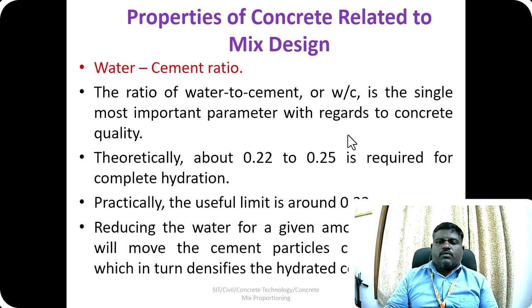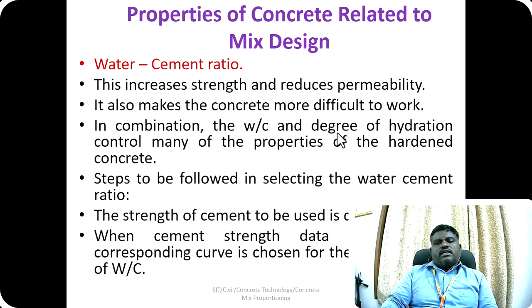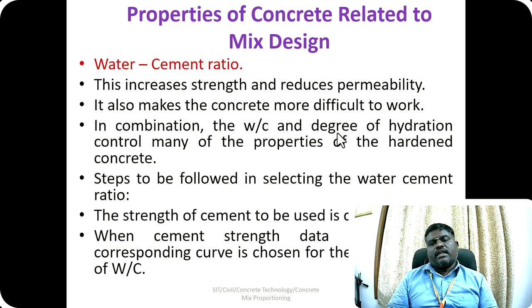The next point is the increased strength and reduced permeability. So based on the water cement ratio, if the water cement ratio is balanced, it will increase strength and it will reduce the permeability. It also makes the concrete more difficult to work when the water cement ratio is reduced. So in combination, the water cement ratio and the degree of hydration control many of the properties of hardened concrete.